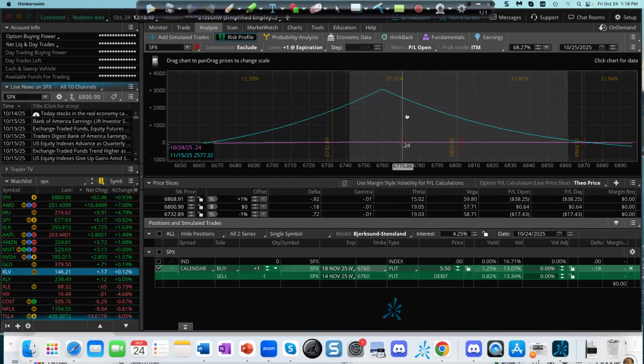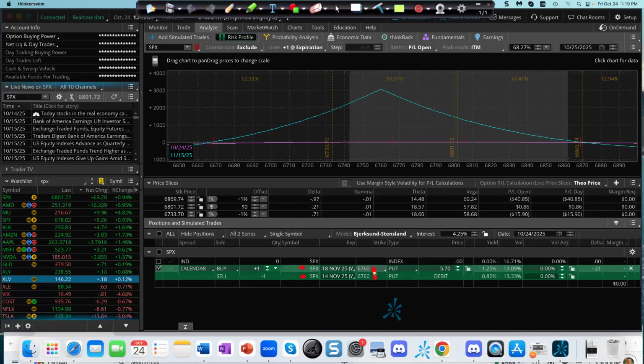All right. So what is this? First, what is a calendar? A calendar is a mixed month spread. I'm buying the further out, selling the closer in, same strike. A diagonal is a mixed month spread, buying the further out, selling closer in, different strikes. So this is a calendar. We're currently at 6,800. Dan, why are you placing a calendar 40 points under the market?